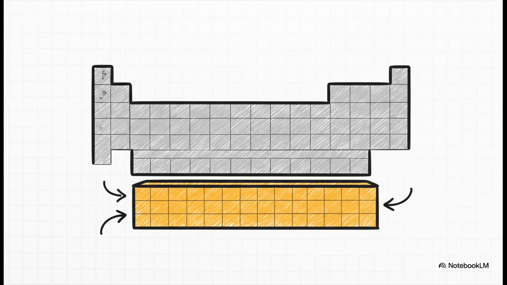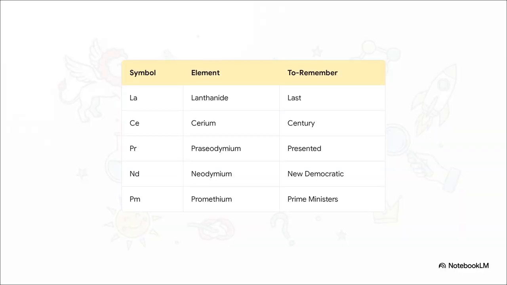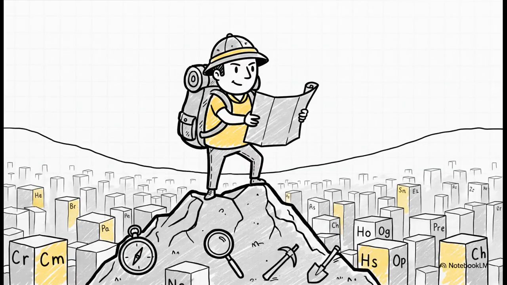And for our final stop, we're heading down to those 2 rows at the very bottom. That's the F block. Yeah, these names get kinda long. But don't worry, the mnemonics make it easy. Here's an example. So, there you have it. You've got the map, you've got the tools. Now it's your turn to start exploring.